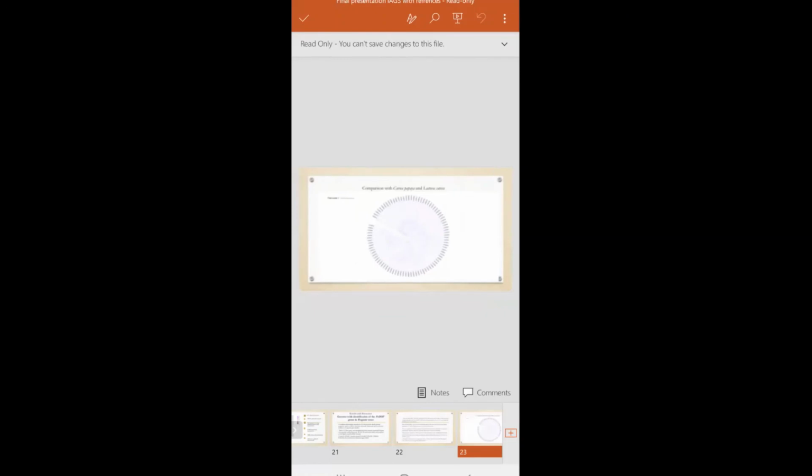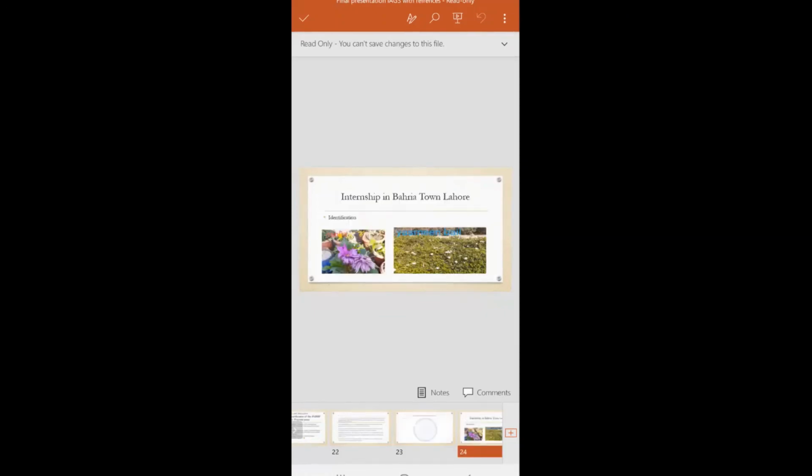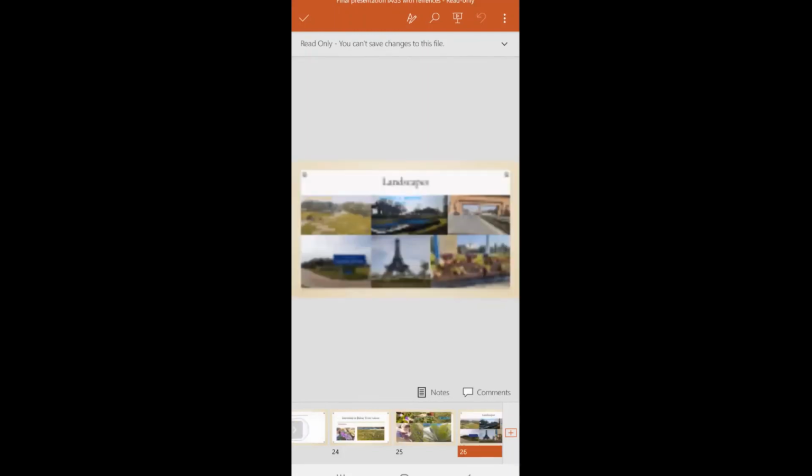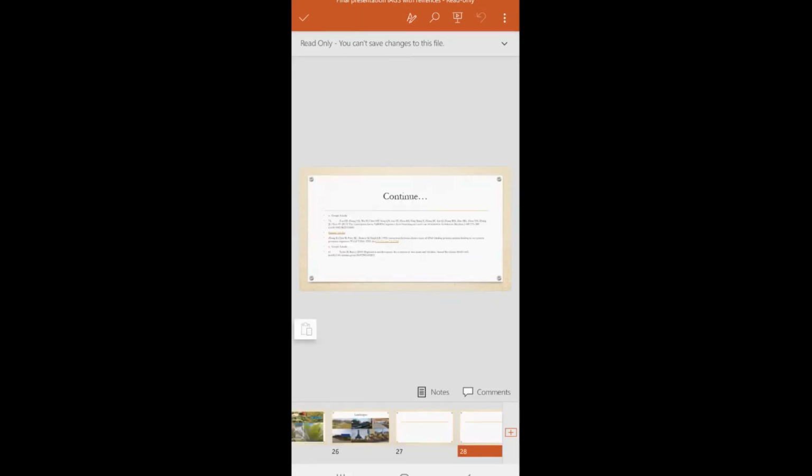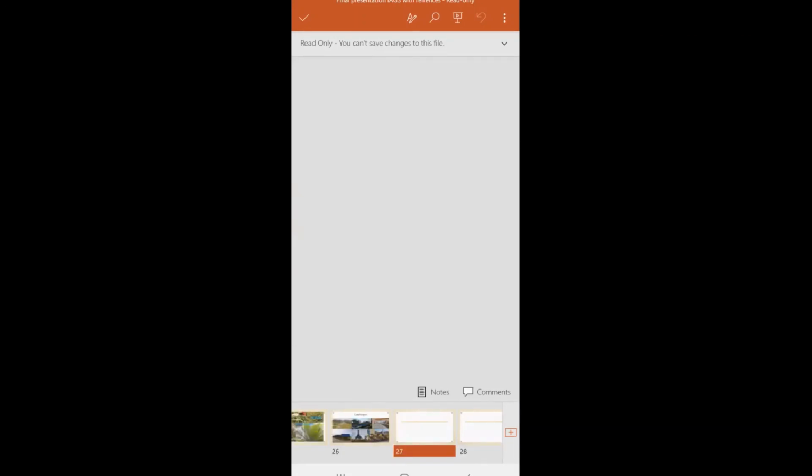Now I want to show some glimpses of my Bahria Town, Lahore: the identifications that I did, and landscapes. And here are the references from my research paper.